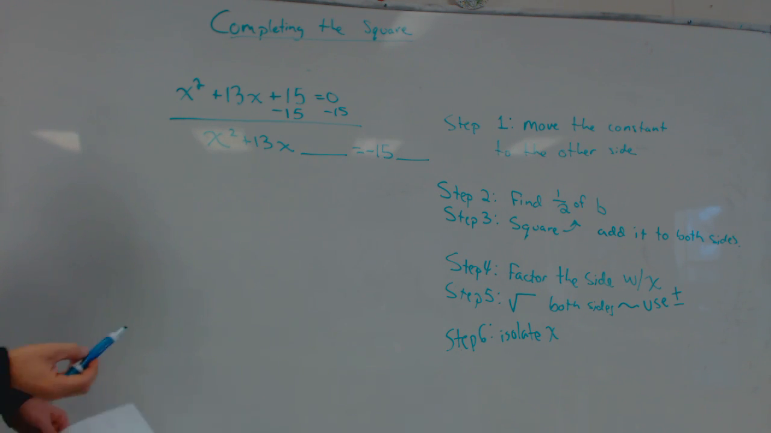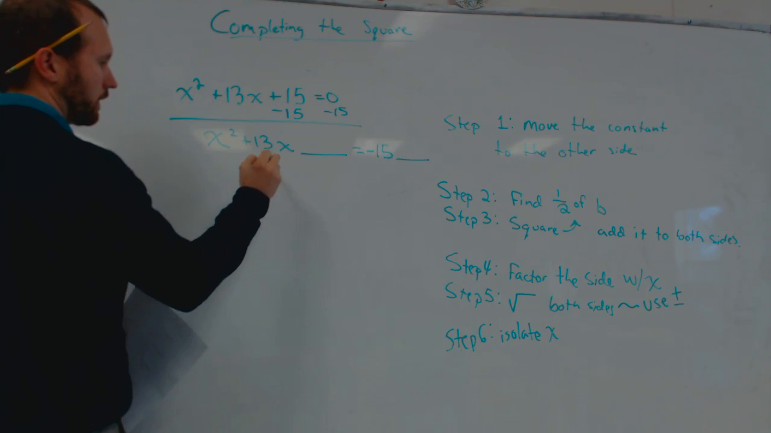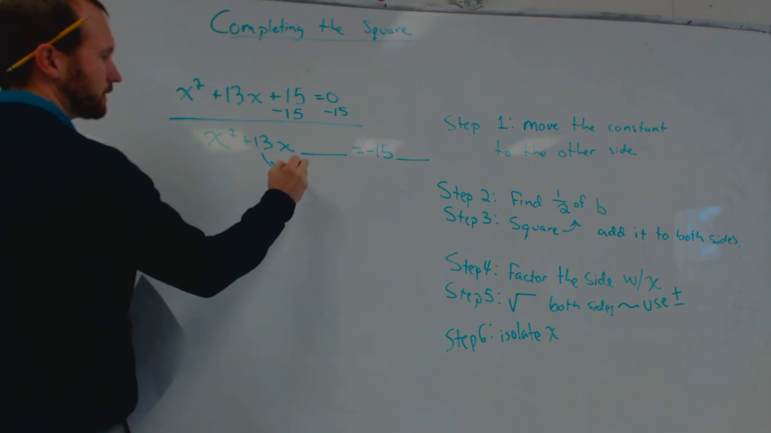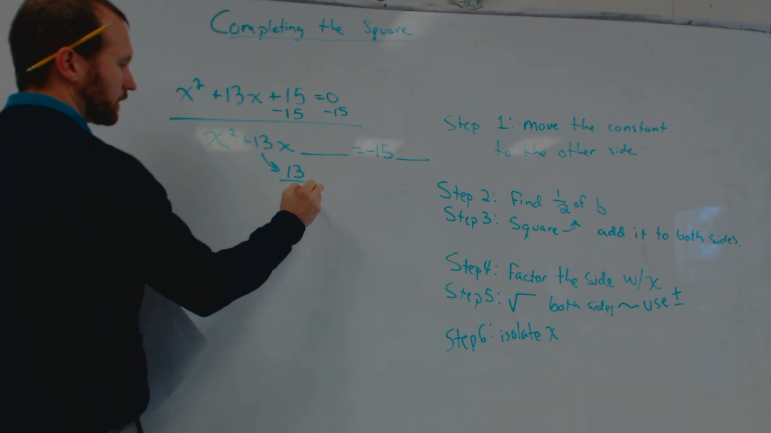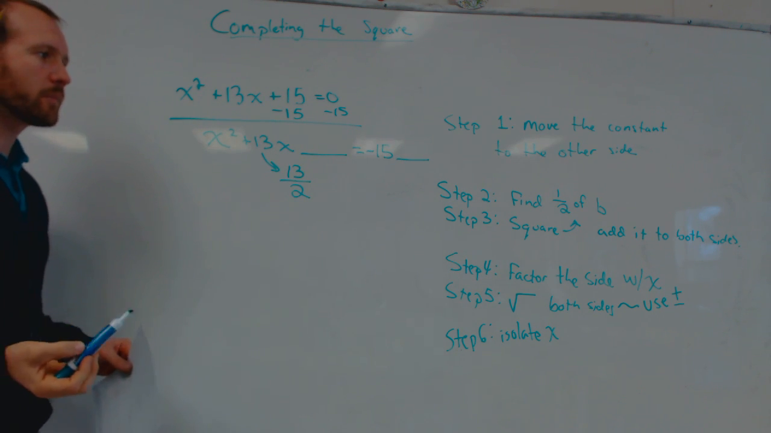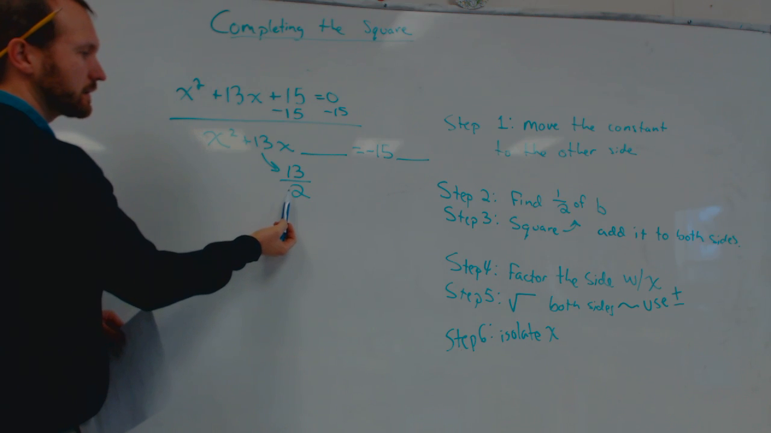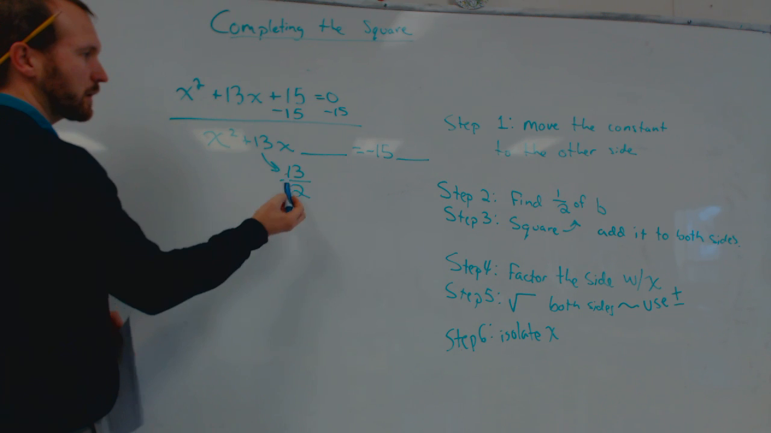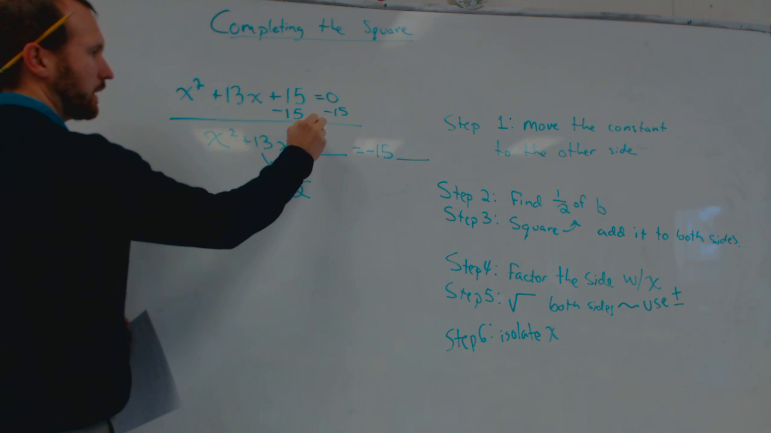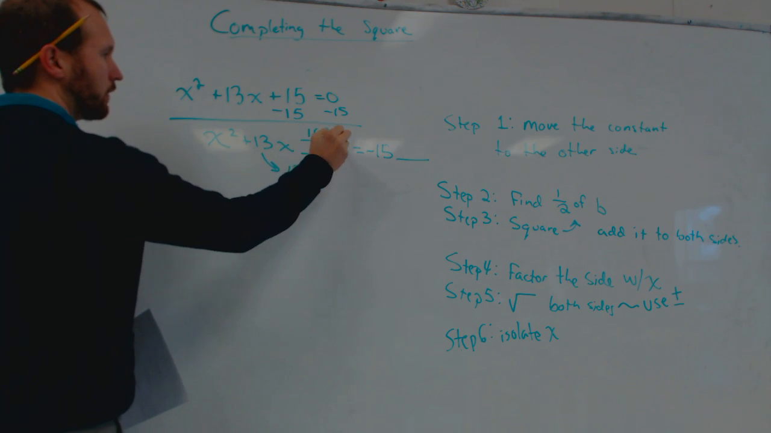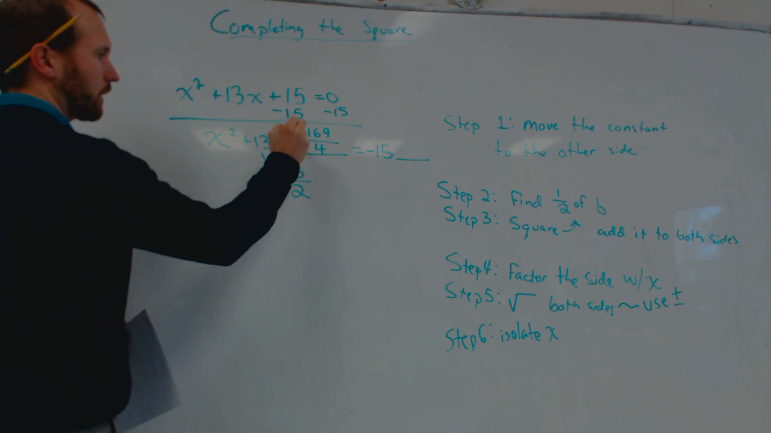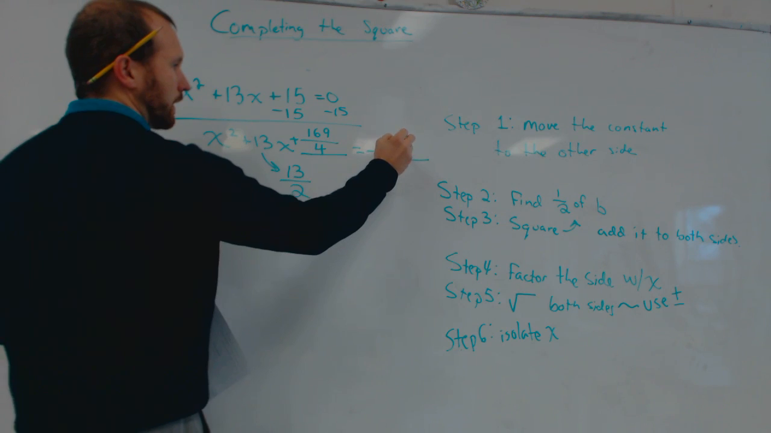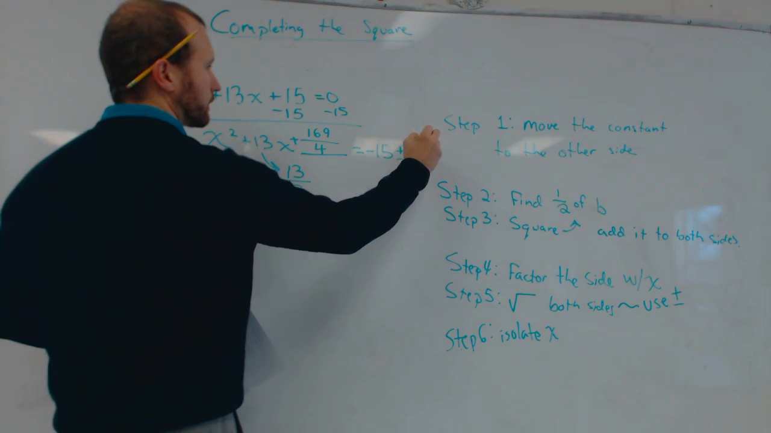Half of 13, isn't that like 7? Now, I'll give you a hint. It's easier to just keep it as a fraction. 13 over 2. Okay? Square this. What is 13 over 2 squared? Well, it's 13 squared over 2 squared, which is 169 over 4. So step 3, I add that to both sides.